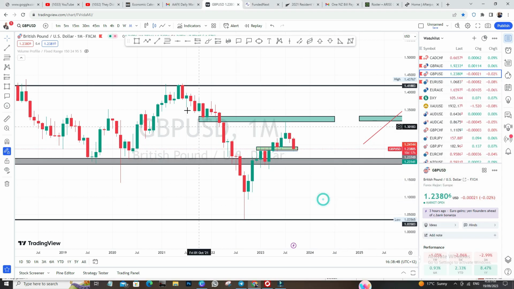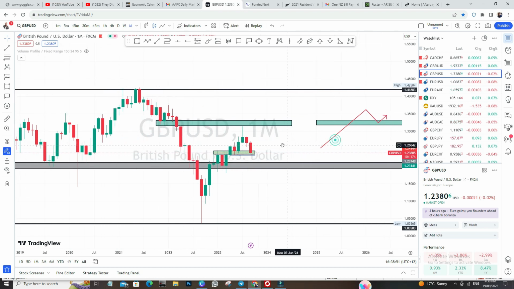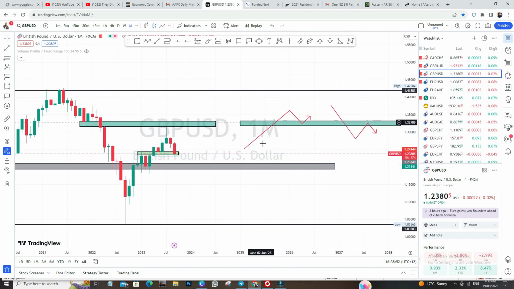So you can see that GBPUSD on the monthly time frame has obeyed this particular principle, but in a sell, because this is a sell bias setup.